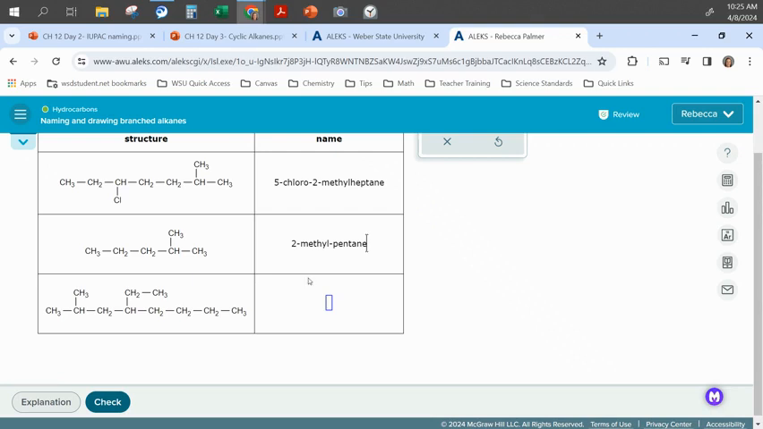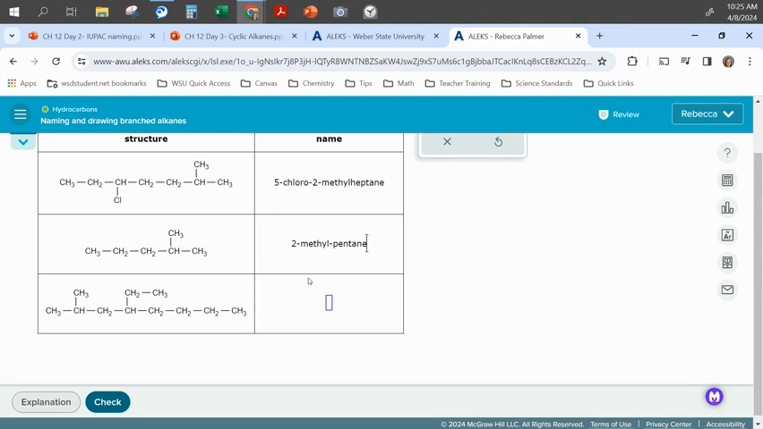Okay, let's count this one out. I'm going to start over here because the methyl group looks like it's closer to the end and this one is closer to 5. So I'm going to go 1, 2, 3, 4, 5, 6, 7, 8. So we've got an octane main chain. We have a methyl at the 2 position, and we have an ethyl at the 4 position.